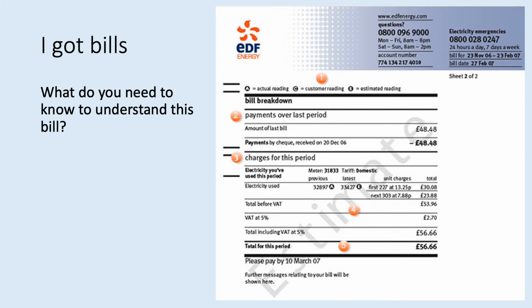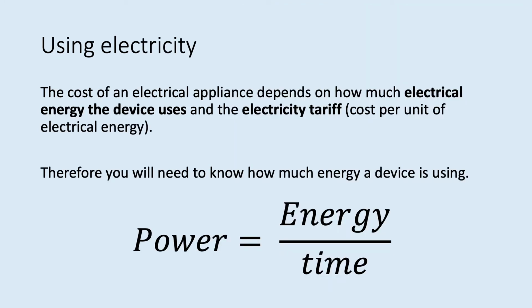Right, let's move on to some using electricity stuff. So, using electricity, the cost of an electrical appliance depends on how much electrical energy the device uses. Actually, more efficient appliances will use less electricity. That's why we move to things like energy efficient light bulbs, because the energy should be transferred directly into the appliance with less loss. More loss means you're literally paying for wasted energy.